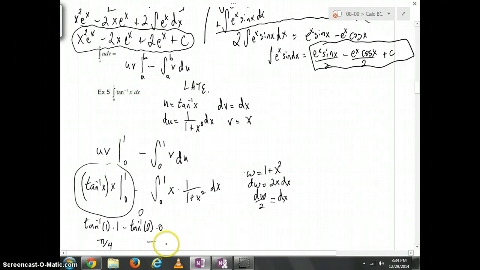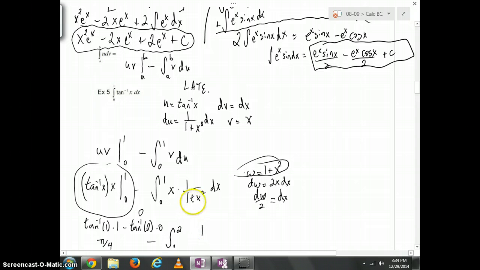And our bounds would change on this integral as well. If I let x equal 0 and plugged it in for this w, 1 plus 0 squared is just a 1. If I plugged in a 1, 1 squared is 1, 1 plus 1 is 2. So my new bounds would be from 1 to 2.